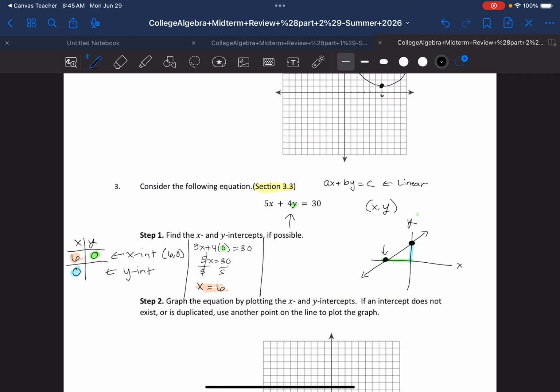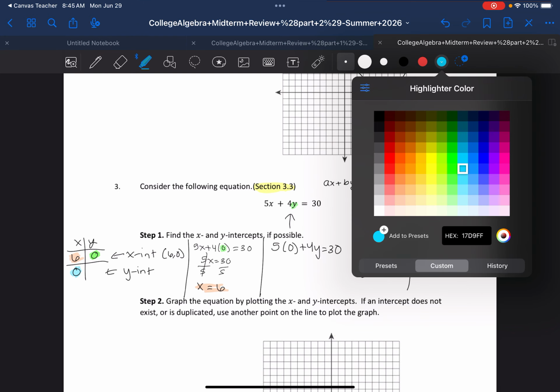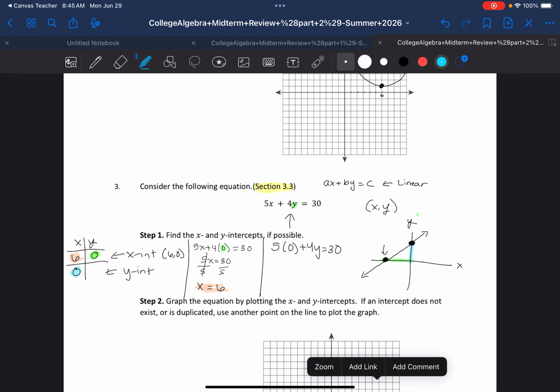Okay, and now we're going to plug 0 in for x. So 5 times 0 plus 4y equals 30. So I'm just plugging 0 in for that x, and now I'm going to solve for the y coordinate of that point. So 5 times 0 is 0. 4y equals 30 is what I have left.